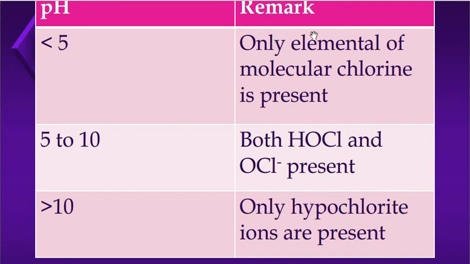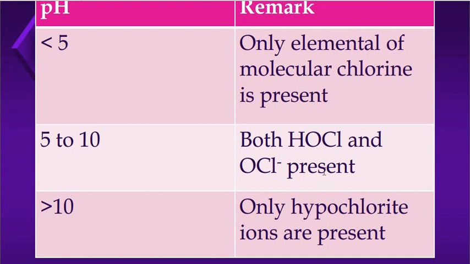These are the conclusions when chlorine is added to the water: chlorine will appear in this form depending upon the pH of the water. So what is the conclusion? If the pH of the water is less than 5, only elemental chlorine is present. If the pH is between 5 and 10, HOCl and OCl negative are present, and if the pH is greater than 10, only hypochlorite ions are present.